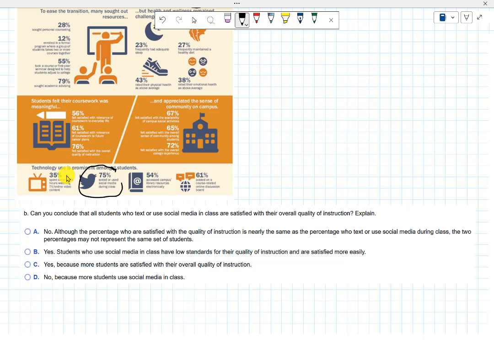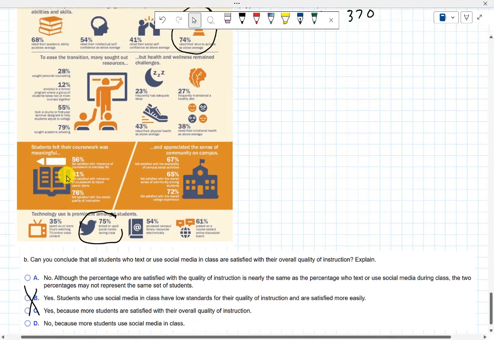So let me see what our possibilities are. What I'm saying here is B and C, I'm not going to consider either one of those. So I'm going to consider A or D and try to pick the one that's best. So I say it's no, because more students use social media in class. That doesn't feel right. Let me check A. No, although the percentage who are satisfied with the quality of instruction is nearly the same as the percentage who text or use social media during class, the two percentages may not represent the same set of students.